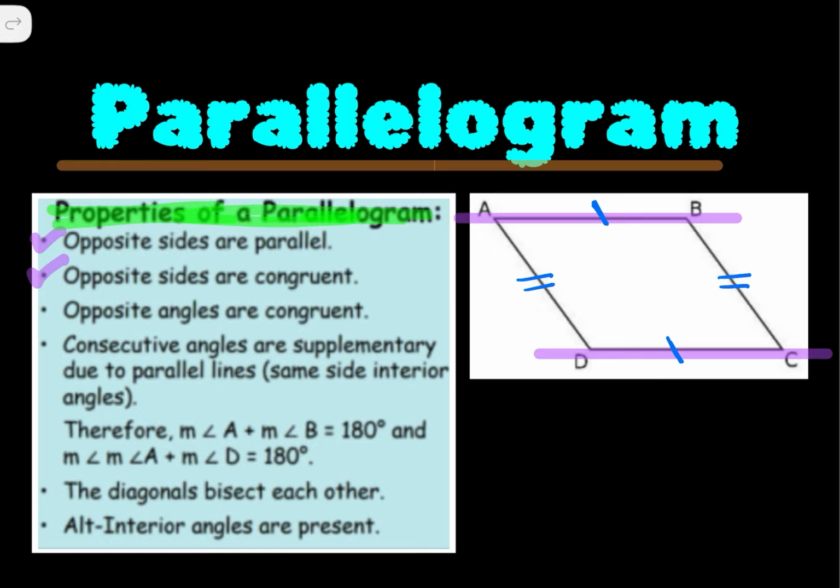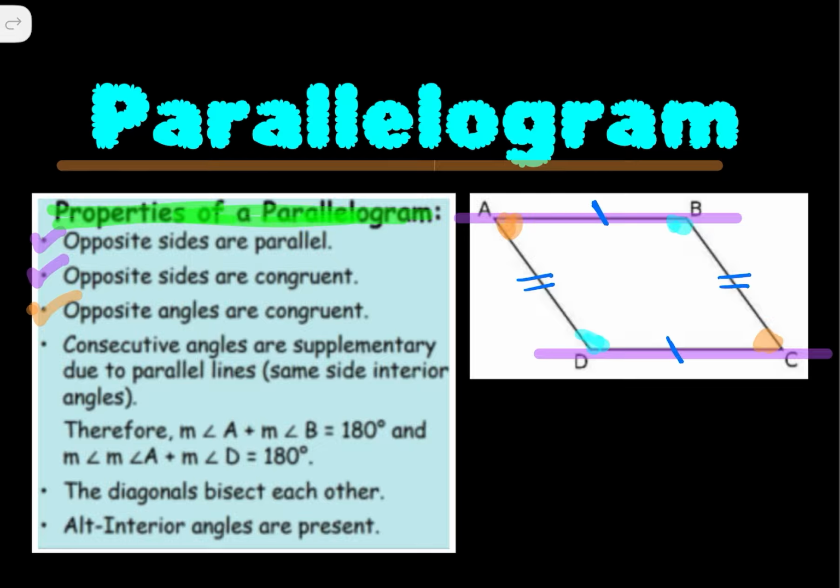Let's move on to the next one, and that is opposite angles are congruent. So I'm looking at angle A that is opposite to angle C. We also have another angle pair that are opposite to each other. We have angle D, which is opposite to angle B. And opposite angles are congruent, meaning equal in measure.